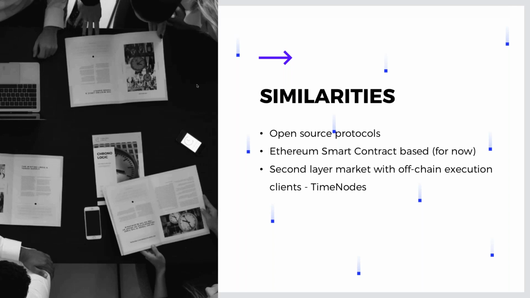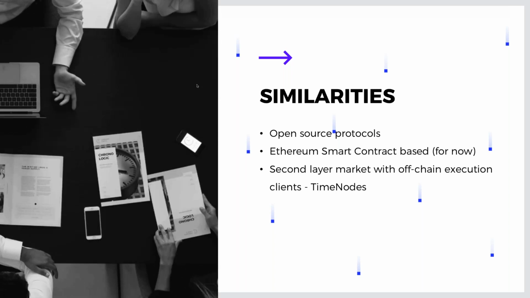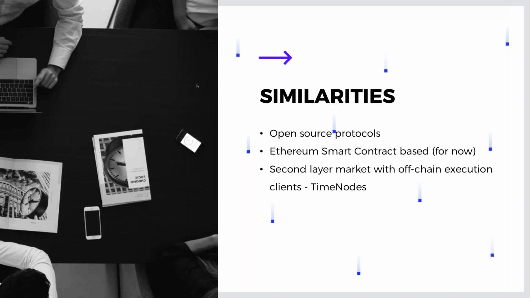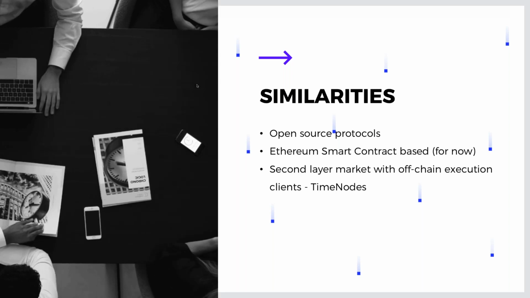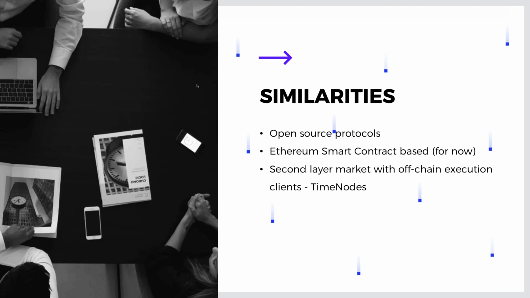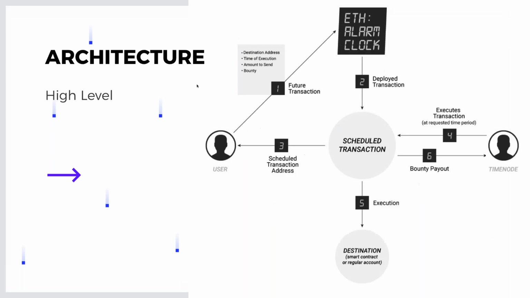What we mean by that is we have clients called time nodes, and they compete and try to execute as many of these transactions as they can. So we can just recap the architecture. This is the architecture of the Ethereum Alarm Clock, and the Chronos protocol has a very similar architecture, but we will go through some of the differences.